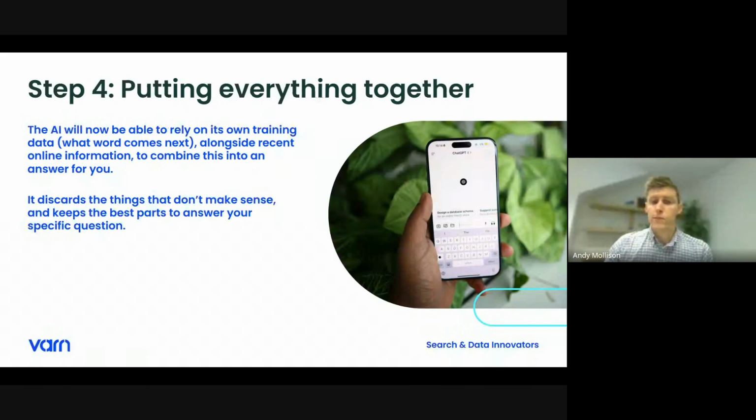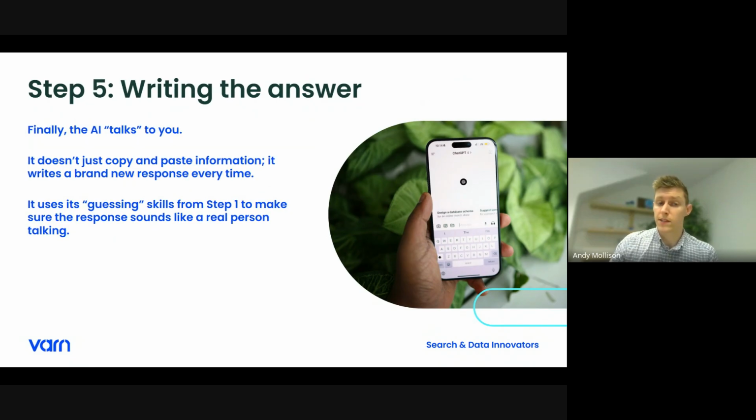Step 4 is then putting it all together. That's putting together the training data that's already got kind of coded in, alongside the information that's retrieved online. We'll go into a bit more detail later on about how it actually gets the information from the online results. It discards what it doesn't think is relevant, and it puts things together into a final output, which is obviously writing the answer.